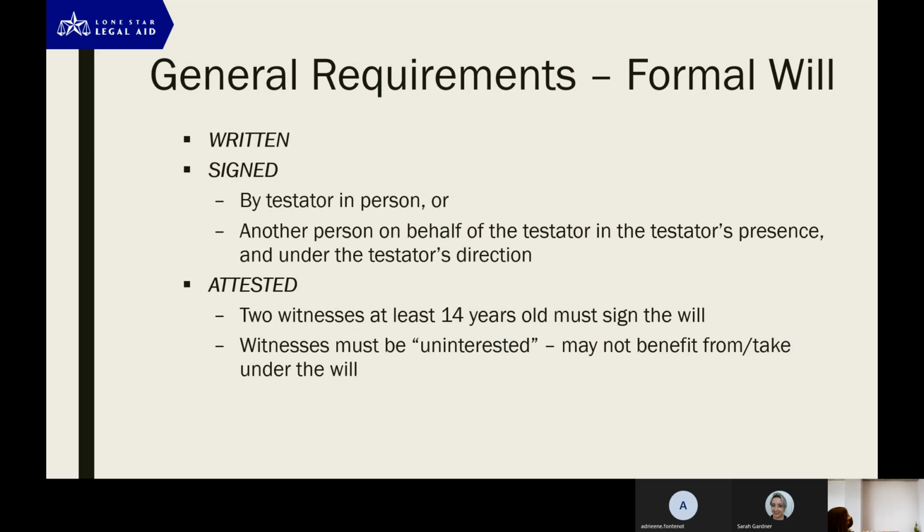Now let's move on to a formal will. What are some of the requirements? It has to be in writing. It has to be signed. And it has to be signed by the testator in person or through another person on behalf of the testator, in the testator's presence and under the testator's direction. It must be attested. This is when there are two witnesses, at least of the age of 14, who sign the will. And these witnesses must be uninterested witnesses. This means that they do not take under the will.